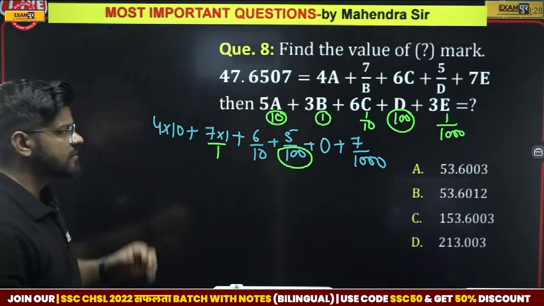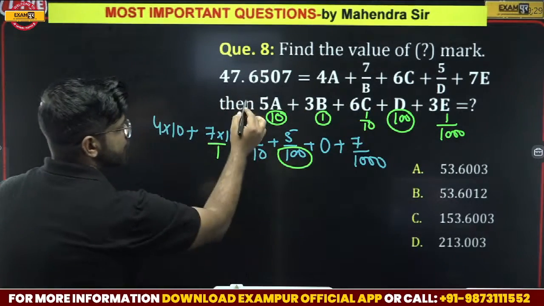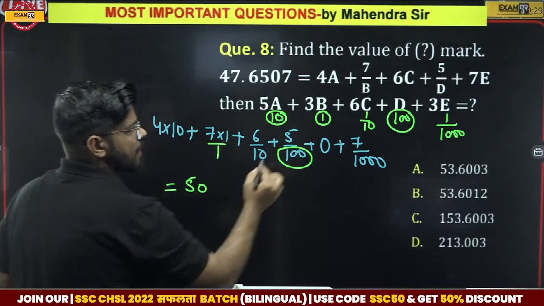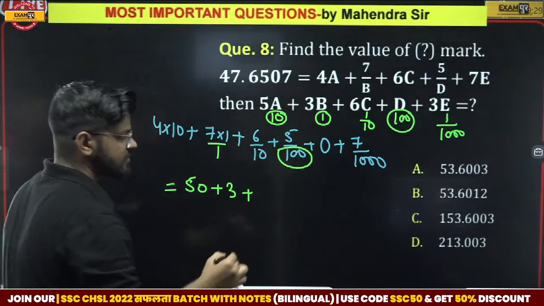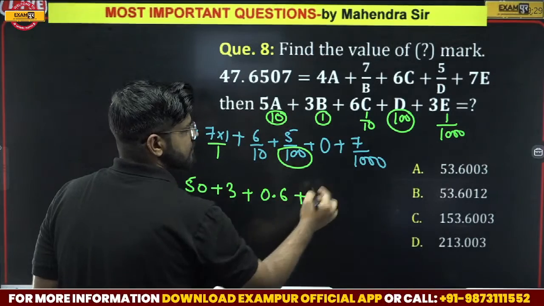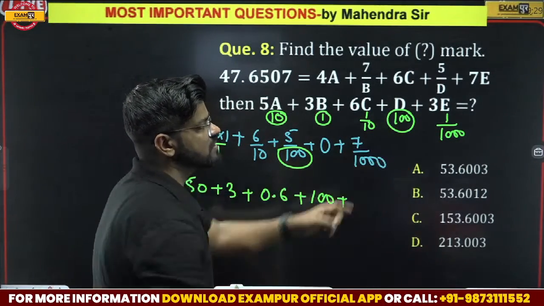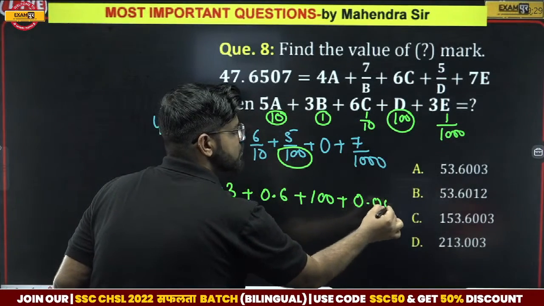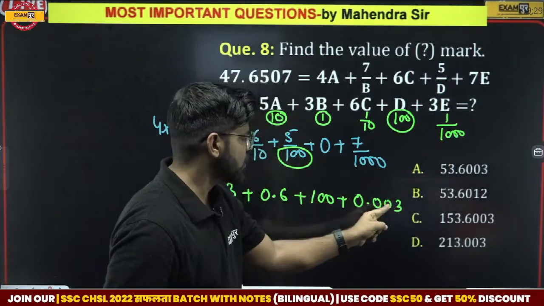Clear to everyone? Super. So now what we have to do? We have to calculate the value of this. So 5 into 10 is nothing but 50. 3b means 3 plus 6 by 10. 6 by 10 means 0.6, plus 100, plus 1 by 1000 is nothing but 0.003. Okay, so 1000 means what? 1 2 3.